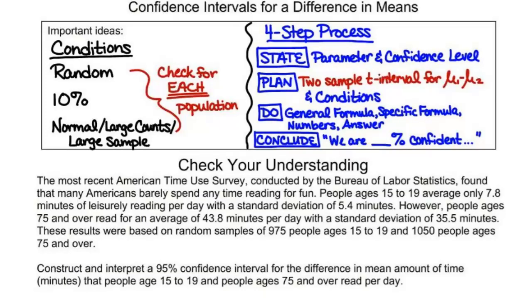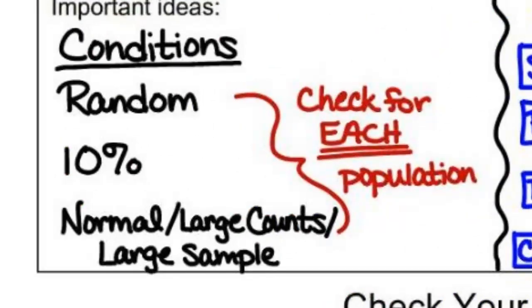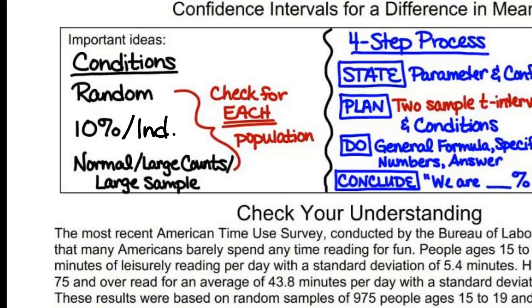Yep, so we're doing it with means instead of proportions. So we still have to meet our conditions: random, 10% for independence, and then normal, large counts, large sample, however you want to phrase that one. What are the 3 ways that we have of checking off that third condition, checking off that normality?